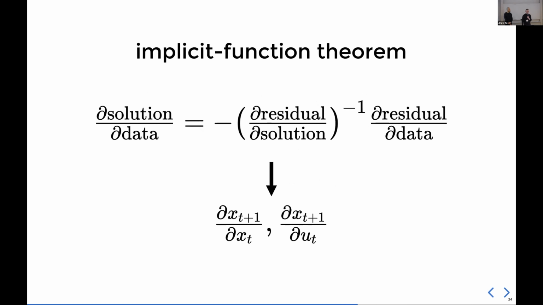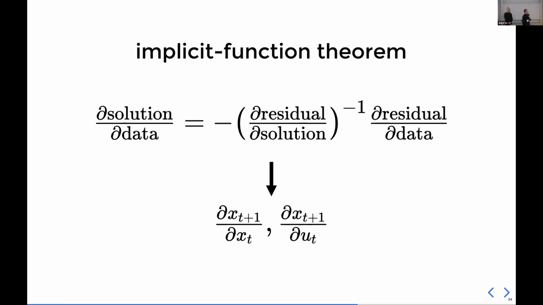And to do this, we are using the implicit function theorem, which can give us the sensitivities of the solution outputted by the solver with respect to the problem data. So in concrete terms, this would mean computing the gradients of the next state, x_{t+1}, with respect to the current state of the system x_t, or computing the gradient of x_{t+1} with respect to the control inputs u_t.